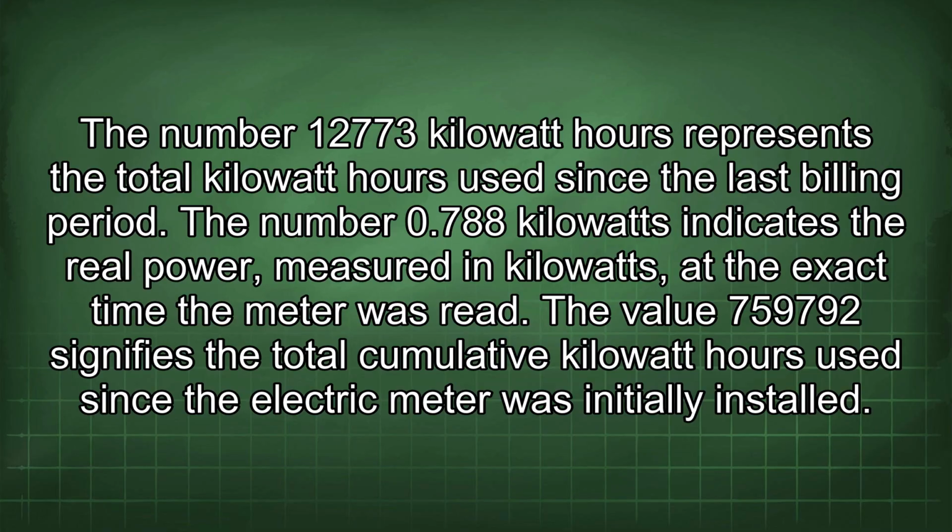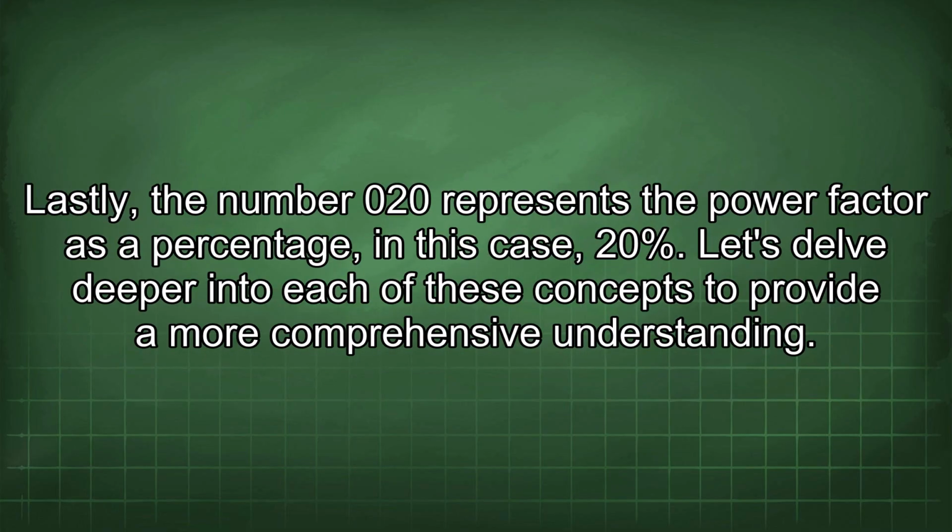The value 759,792 signifies the total cumulative kilowatt hours used since the electric meter was initially installed. Lastly, the number 20 represents the power factor as a percentage, in this case 20%. Let's delve deeper into each of these concepts to provide a more comprehensive understanding.